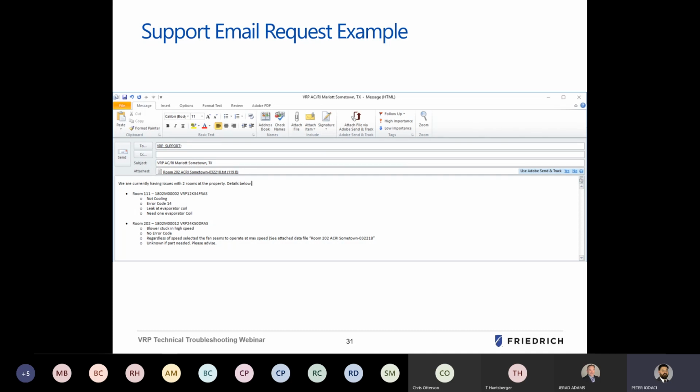Here's an example of an email here. So you can see that the participant is sending us one of the data files. It's such a small data file that he was able to attach it directly. This isn't going to happen most of the time. You're probably going to have to zip that file up and send it to us. So you can see here that they currently have an issue with 2 rooms at the property, and what they've done is they gave us the model serial number, the room that the unit is located in, and then what they observe as far as an issue with the unit. So this is pretty standard for what we would like to see when we get the email requests with the data files from you guys. This way we know who to communicate back with, and we also know what to look for.